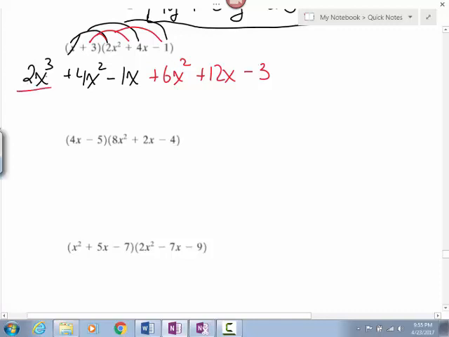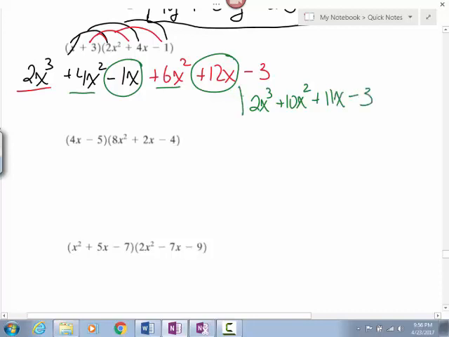The leading term here, the one that has the highest exponent, is 2x to the third. That's the only x to the third term that we have. So we'll go ahead and write that one down first. So 2x to the third. 4x squared and 6x squared should give us a plus 10x squared. A minus 1x and a plus 12x is a plus 11x. And finally we have our minus 3. And there's our answer.